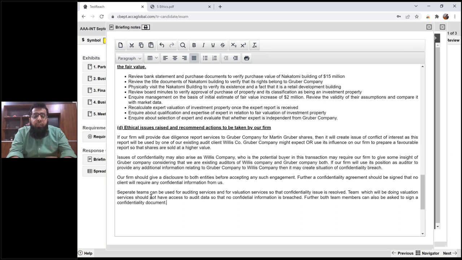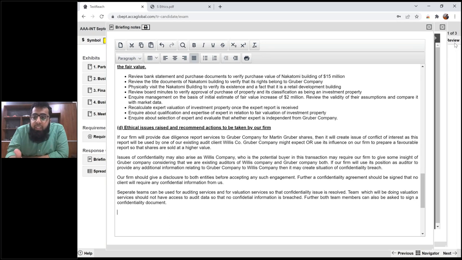Now we get the confidentiality document signed by both of the clients also, that they agree that they will not ask us to do something wrong, or ask us to share some confidential information. And we can ask our team members also, that you have to make sure that you don't share any such information. Okay, so we identified the first issue, which was relating to conflict of interest.